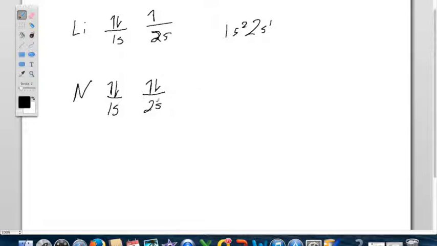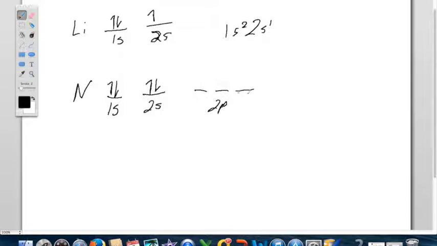Okay? The n equals 2 shell contains s orbitals, and it also contains p orbitals. There are 3 p orbitals. Again, we have one along the x-axis, one along the y-axis, and one along the z-axis. Which doesn't really matter here because they're all the same energy.